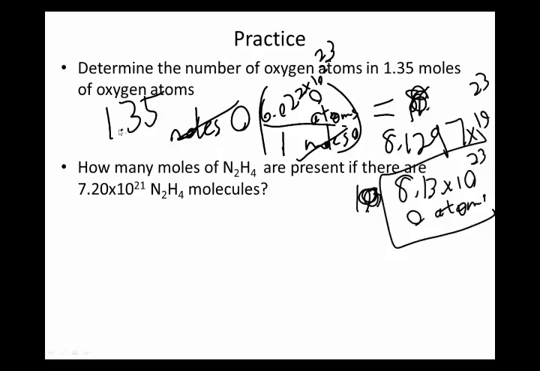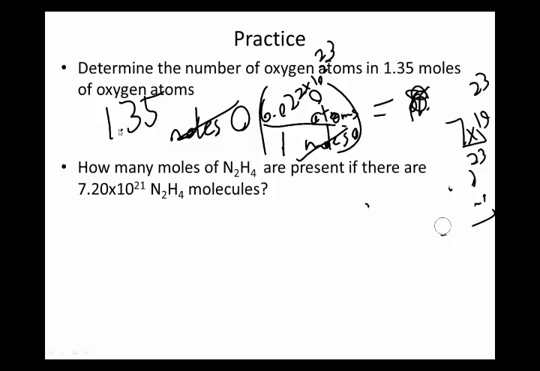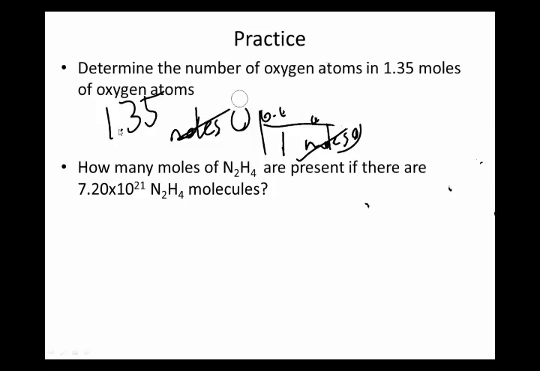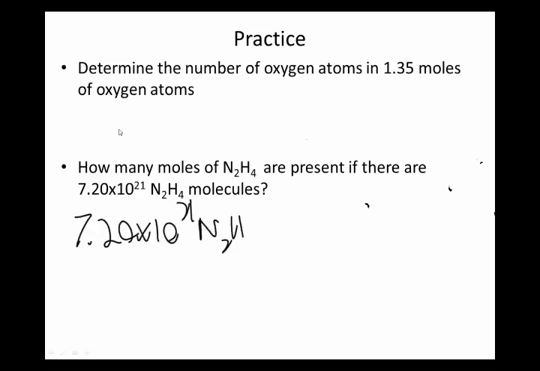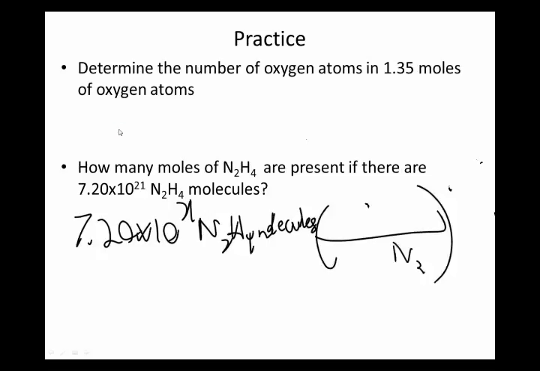Okay, so if you weren't able to practice this on the previous one, or if you just waited for me to do this, go ahead and pause it and try to do the second one. It's just going to be a 1-step conversion factor. I've got 7.20 times 10 to the 21st N2H4 molecules. What I'm going to put on the bottom is N2H4 molecules and moles N2H4.